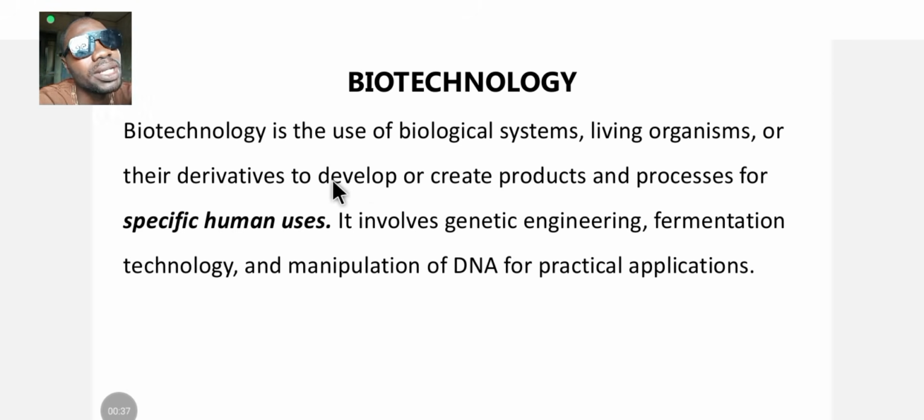It is simply the use of biological systems, living organisms or their derivatives, to develop or create products and processes for specific human uses. It involves genetic engineering, fermentation technology, and manipulation of DNA for practical application. As simple as ABCD. Everything they do will involve innovation to improve biology. That is biotechnology.